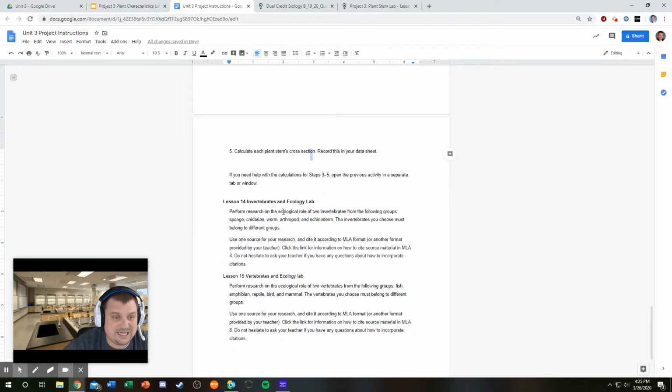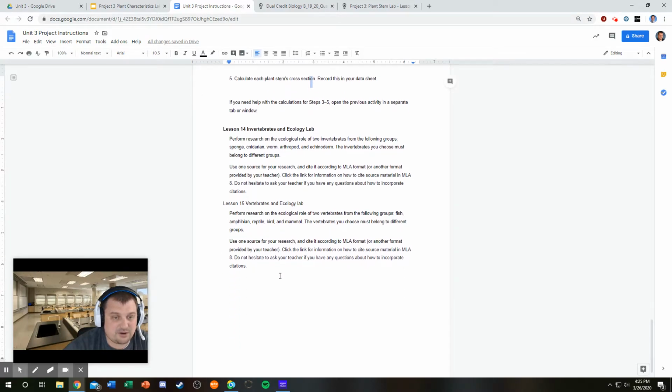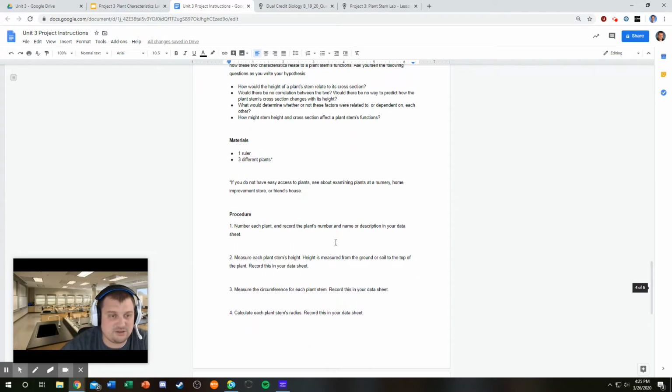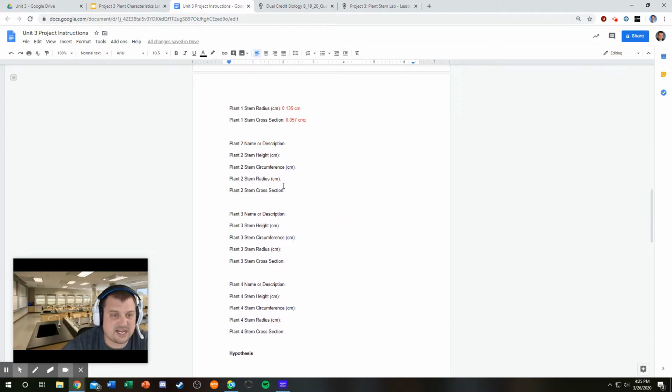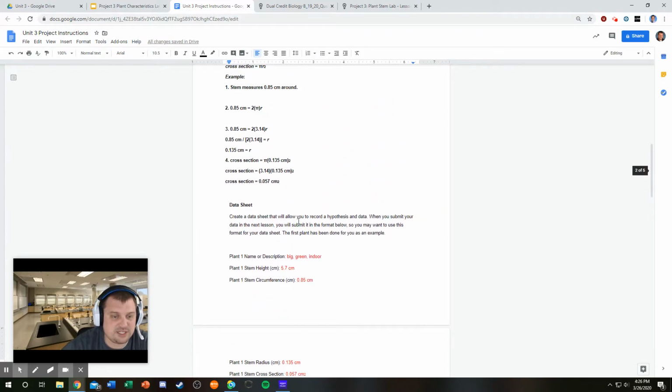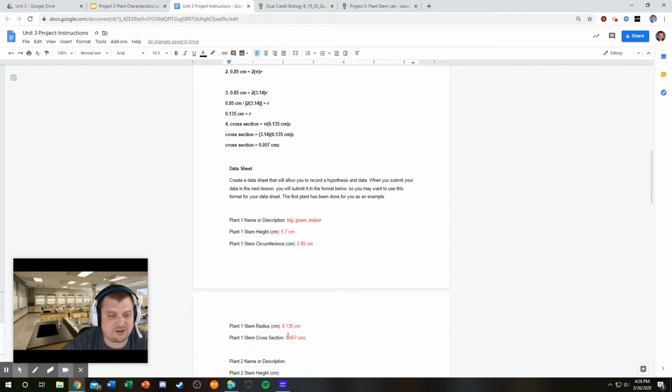In lesson 14, this is another part of the lab. It's pretty simple, so I'm not going to do a video assignment for that. I just wanted to do this with you so you guys could understand how to solve for radius and cross section using your circumference and height. And so after you guys are done with that, make sure that you analyze the data. Is there a relationship between the height and the cross section?